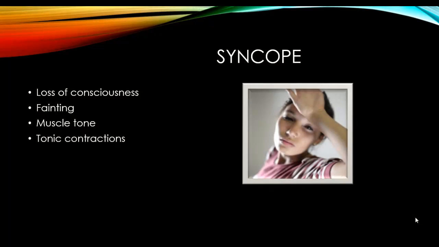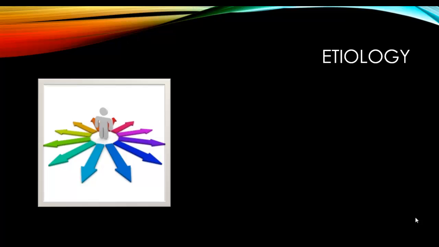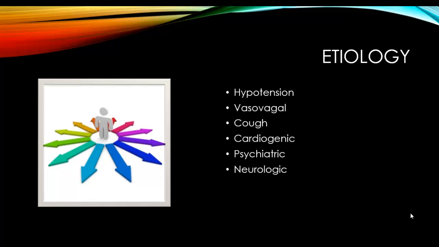So syncope is the temporary loss of consciousness that's accompanied by fainting, loss of muscle tone, and possibly brief tonic contractions of the face, extremities, and trunk. As we look at the etiology of syncope, there are numerous reasons that this may occur. For the purpose of this lecture, we're going to focus on 6 of the top reasons that we may see in a primary care practice.